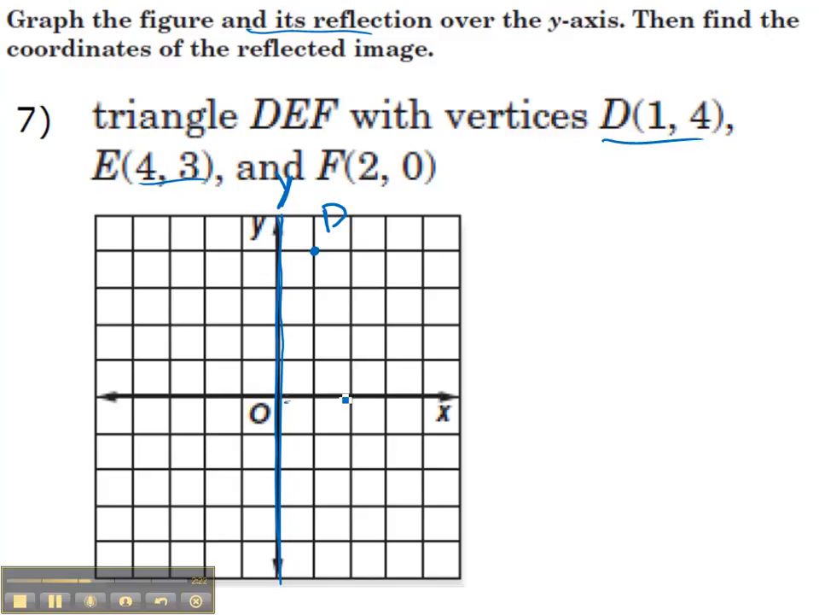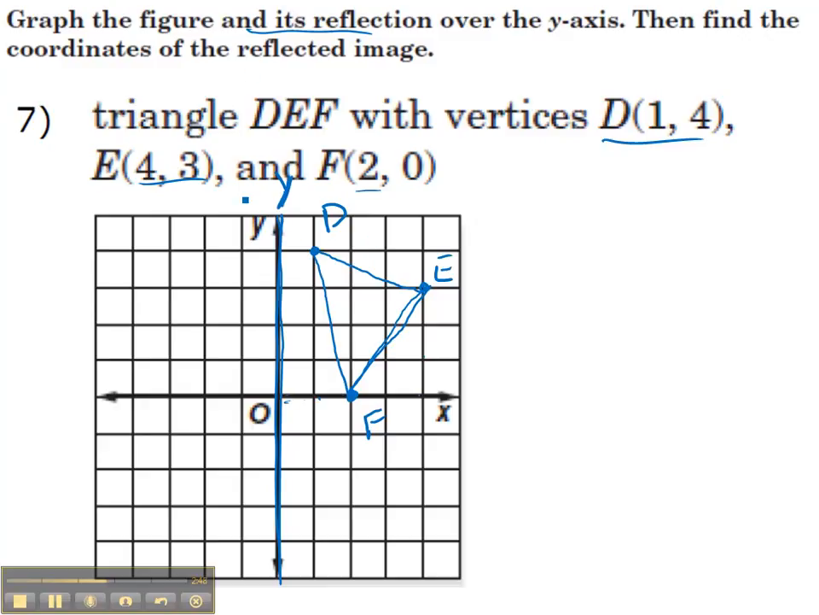E is at 4, 3, positive 4, so 4 to the right in x, positive 3, so up 3, there's E. And F is at 2, 0, so positive 2 for x, and if y is 0, that means we're on the x-axis, we're not moving up at all. There's F. And connect those vertices to make our original triangle. Hard to do this on the writing tablet, make straight lines, but that's pretty good.